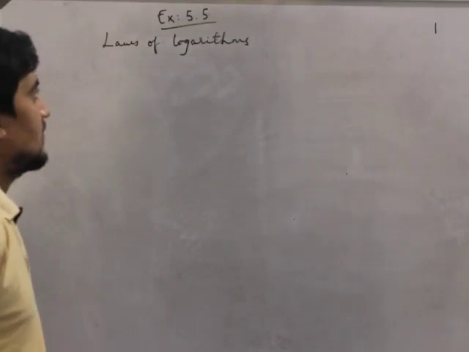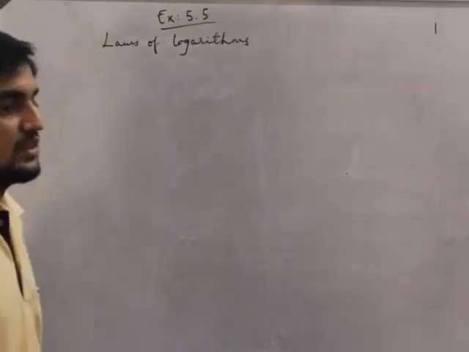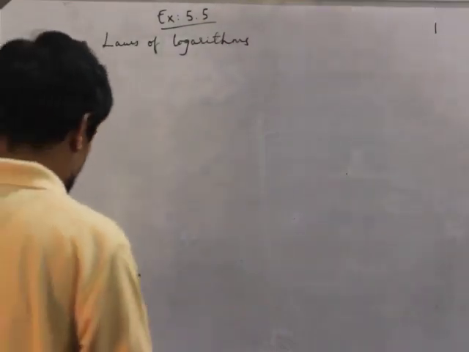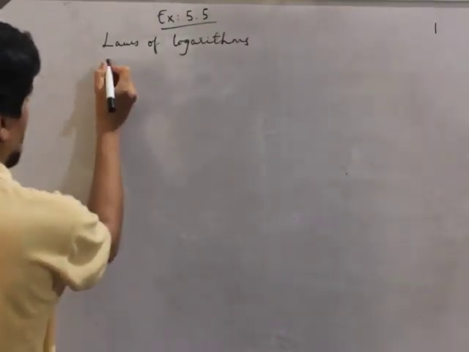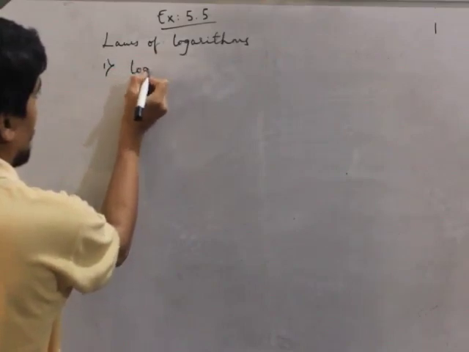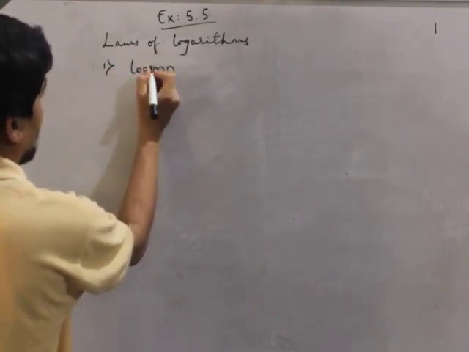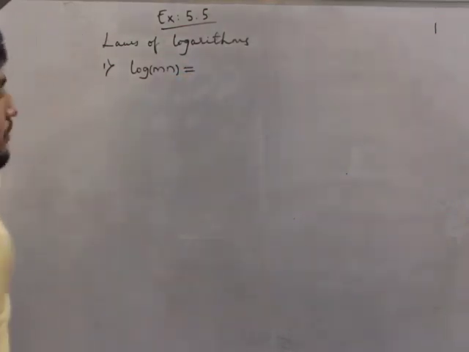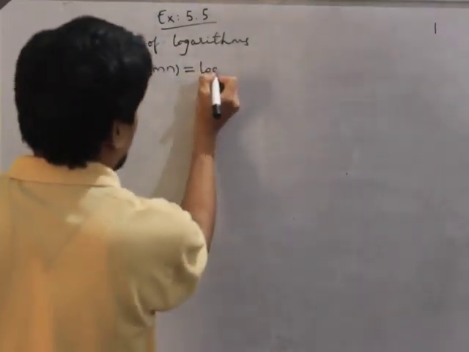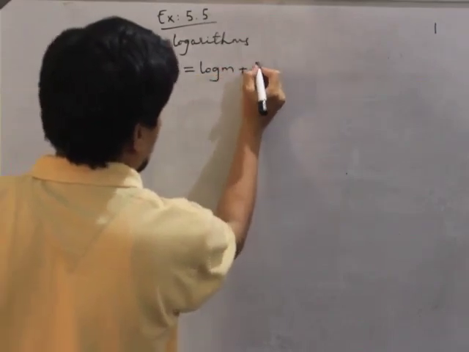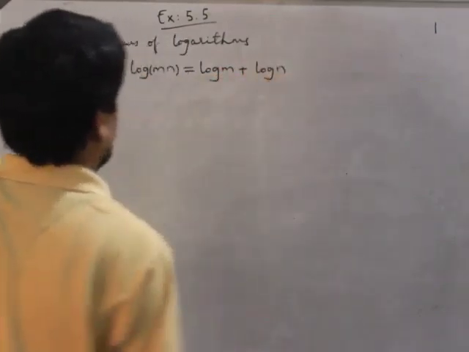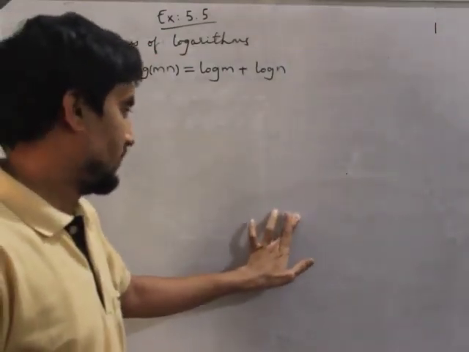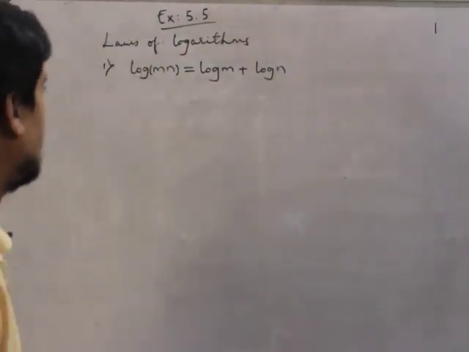So let us understand laws of logarithm. You need to understand only three laws to solve this entire exercise. The first law states that if we have log(mn), log(mn) can be written as log m plus log n. I am sure you know these things, but just to have a quick revision, I am writing it here.